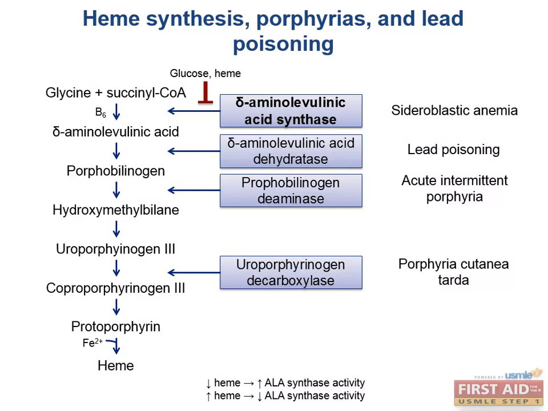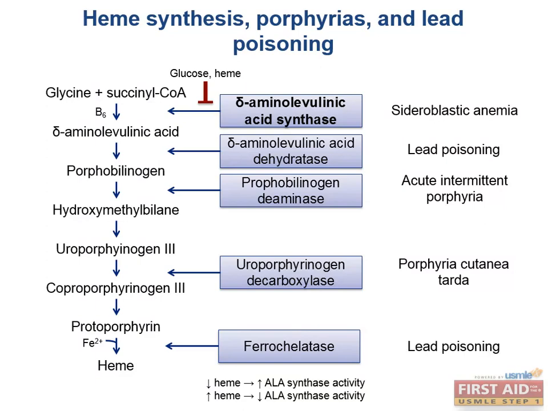A few more steps, and protoporphyrin joins iron to form heme via the enzyme ferrochelatase. If lead poisoning didn't block all of the heme synthesis at the delta ALA dehydratase step, it also blocks the last step in heme production by inhibiting ferrochelatase. So we talked about the pathophysiology of lead poisoning, acute intermittent porphyria, and porphyria cutanea tarda, but how do they present?